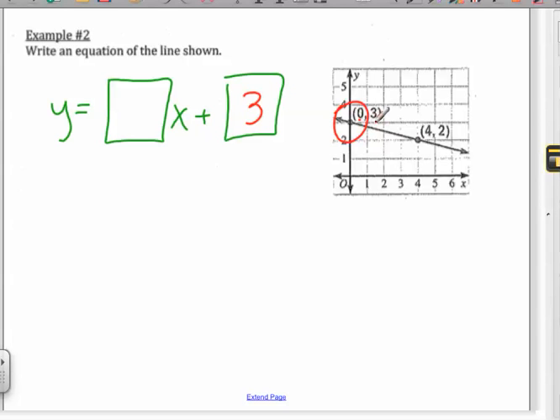Now there's a piece of information, Ross, that I'm missing. What piece of information am I missing on this one? The slope. How do I normally find slope? y2 minus y1 over x2 minus x1. All right. So Ross says, subtract the y's over subtracting the x's. Okay? So we can definitely do that.